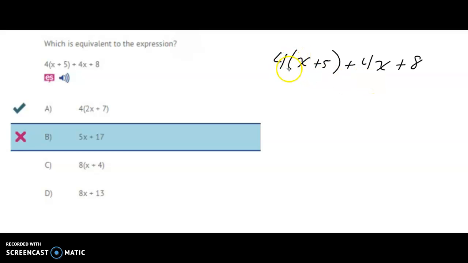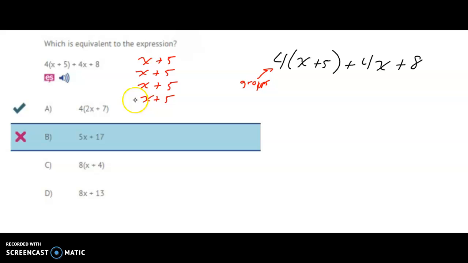Yes. We have multiplication right here with the 4 and the parenthesis. Remember, that's 4 times. Then we also have the 4x, but we don't know what x is, so we can't really solve that multiplication, okay? But we can simplify this 4 times the sum of x and 5. Now remember, 4 times this sum of x and 5 means 4 groups of x plus 5. So let's do it. x plus 5, x plus 5, x plus 5, and x plus 5. There's 4 groups. 1, 2, 3, 4.